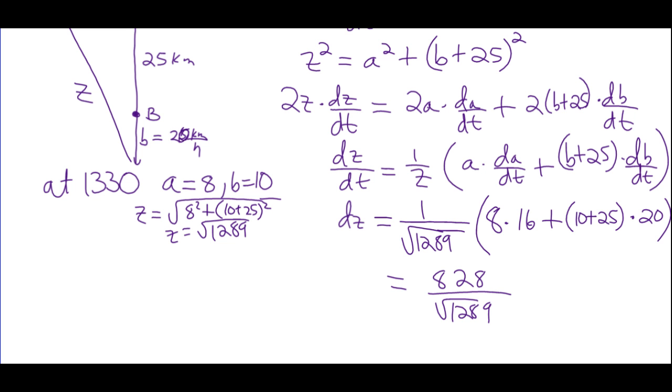So dz by dt, so the 2's divided out because there were 2's everywhere, right? So 2, 2, 2, cross off 2. And that is about 23.06 kilometers per hour.